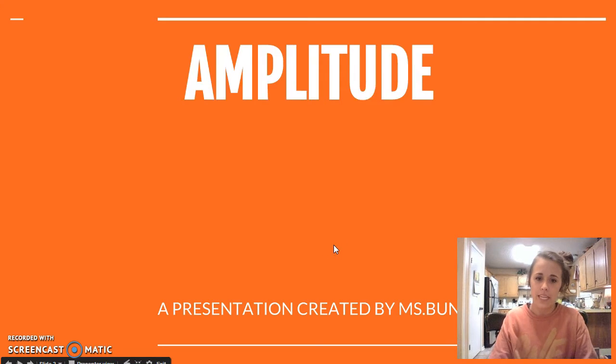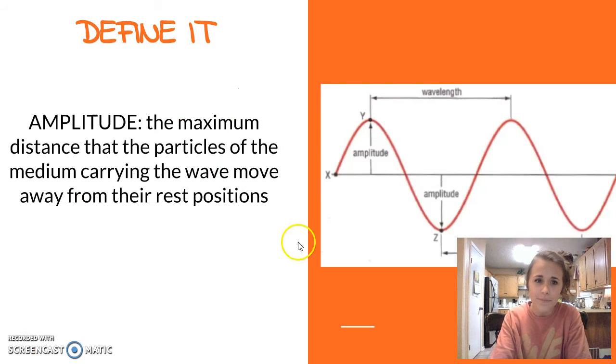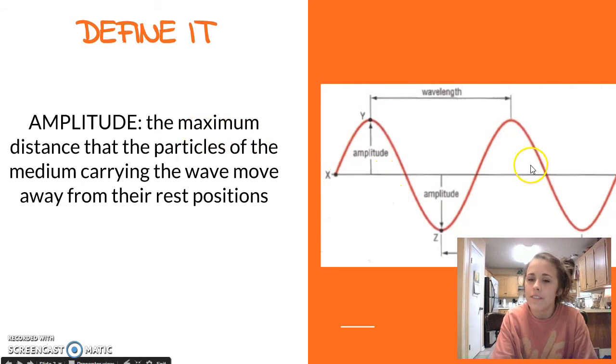So the first thing we're going to talk about is amplitude. Amplitude is defined as the maximum distance that the particles of the medium carrying the wave move away from the rest positions. I'm sure many of you have seen this example before. Many of you use it in your PowerPoint presentations. That's great. So right here, this line is the rest position of this wave. This black line right here is the wave at rest.